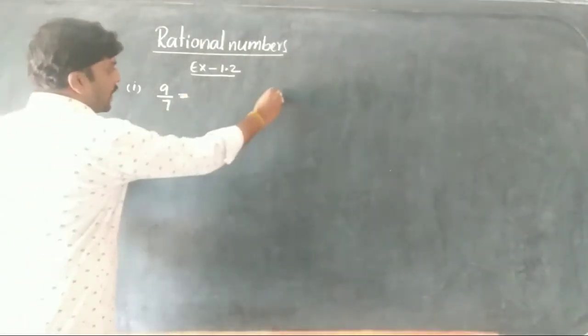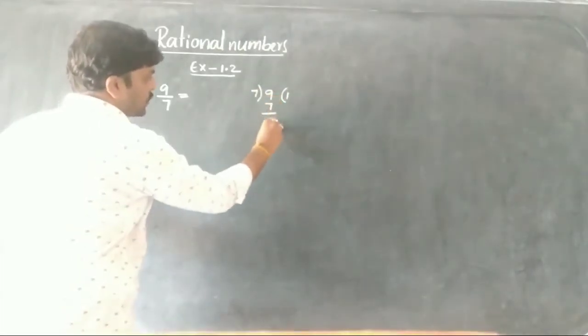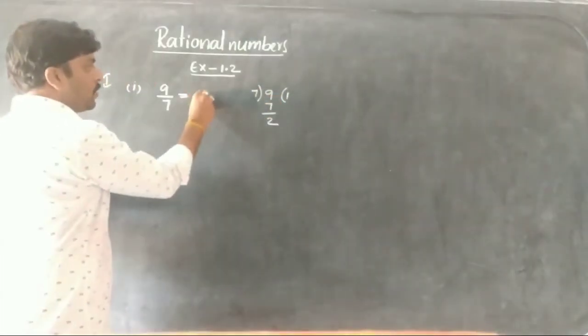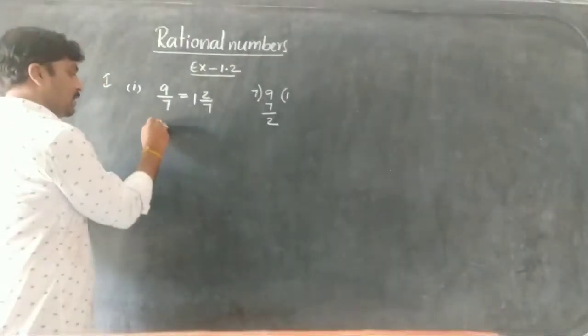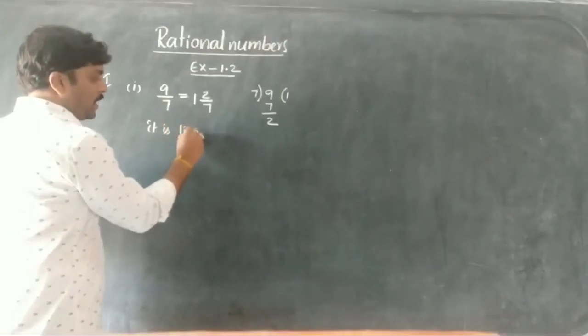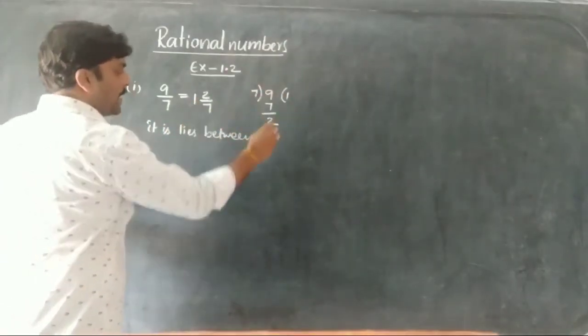9 is divided by 7. 7 ones are 7. The remainder is 2. So it is written as 1 and 2 by 7. So 9 by 7 lies between 1 and 2.